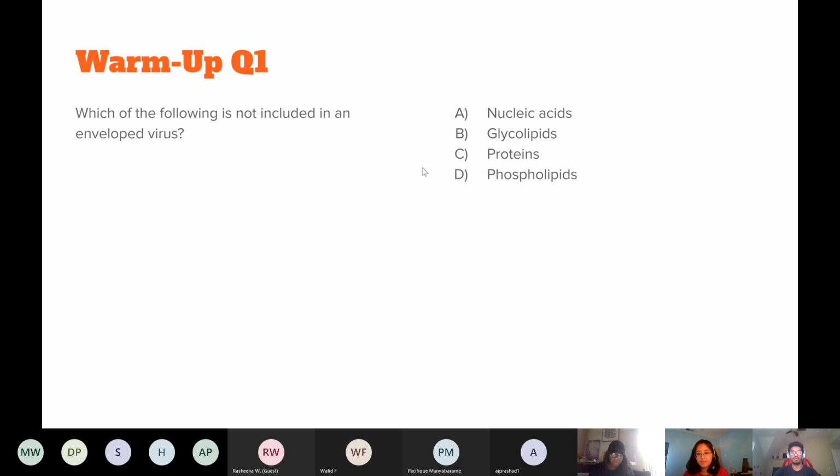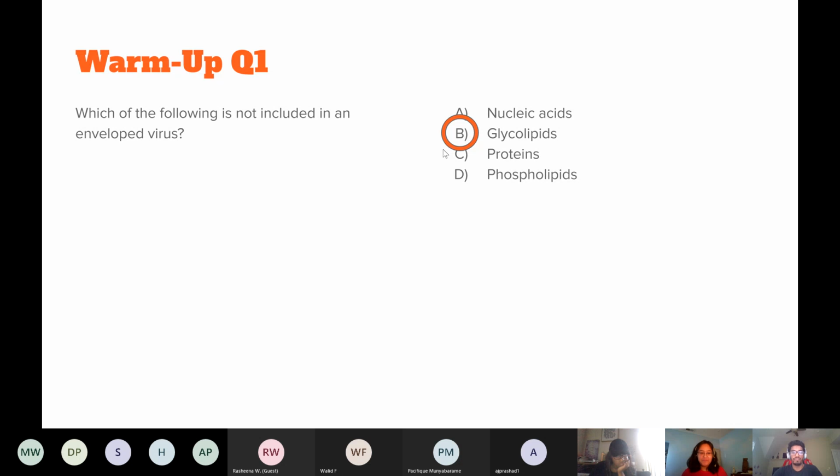I'm going to give you about a minute to answer this one, and feel free to unmute yourself and put it out there because we're trying to be as interactive as possible today. I guess I kind of spoiled that one. So for the first one, the answer is actually glycolipids.